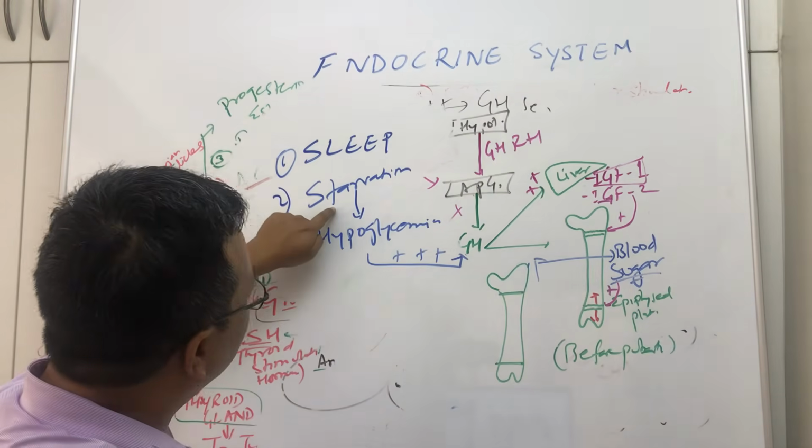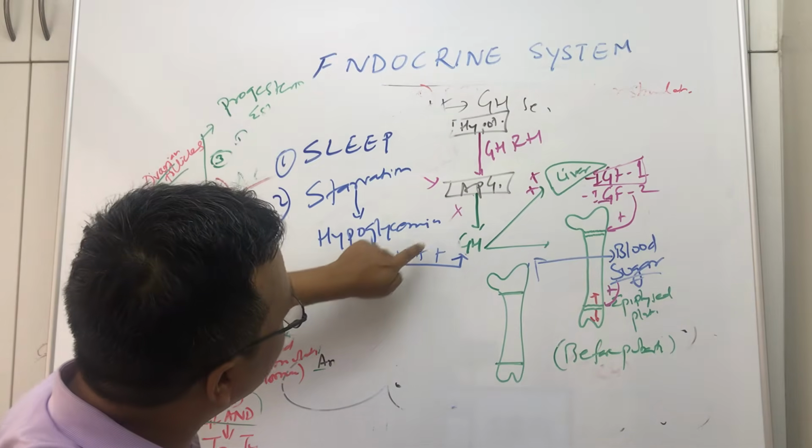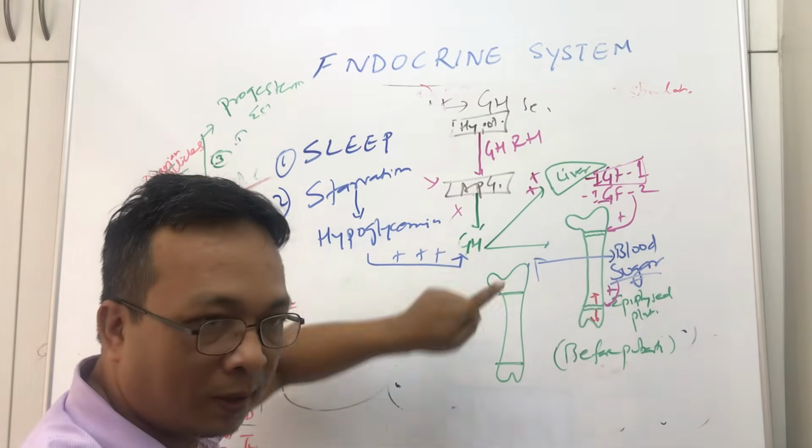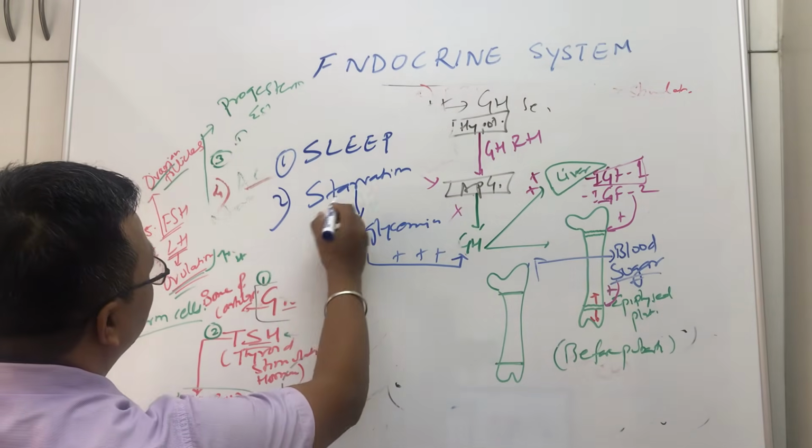So any sort of starvation will produce hypoglycemia, and hypoglycemia will stimulate the anterior pituitary gland to release lots and lots of growth hormone. That is one factor. So, hypoglycemia.